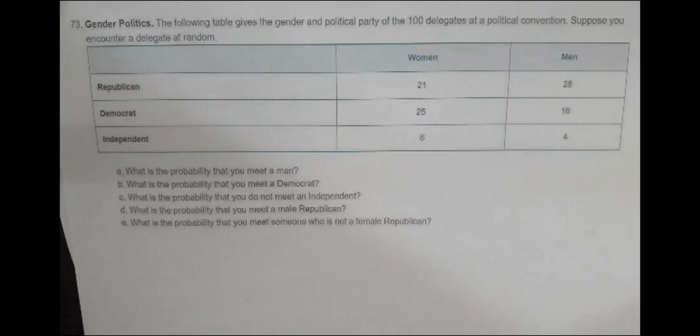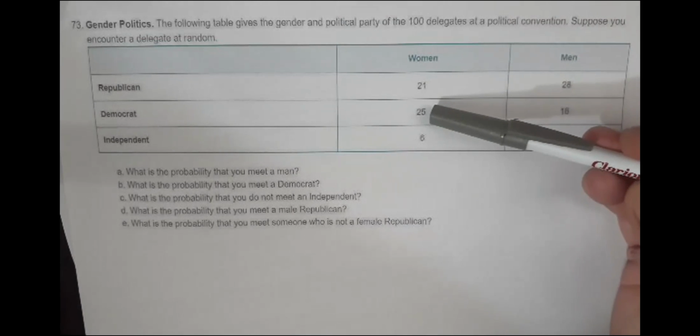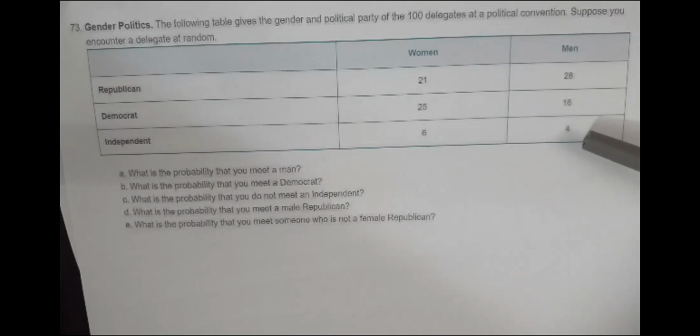Gender politics. So they're grouping people by Republican, Democrat, Independent, and whether they are male or female. And so if we look here, this would be a woman Republican. This would be a woman Democrat. This would be a male Democrat. This would be a male Independent over here.